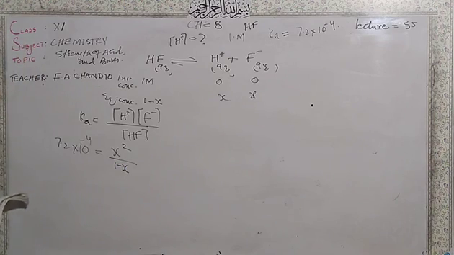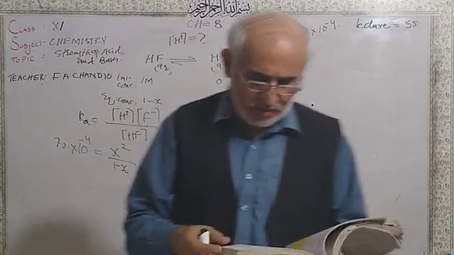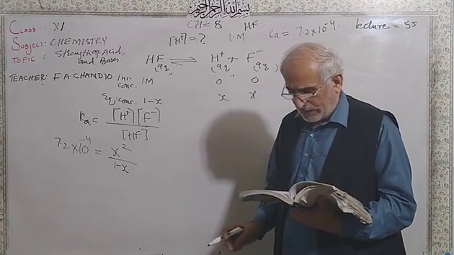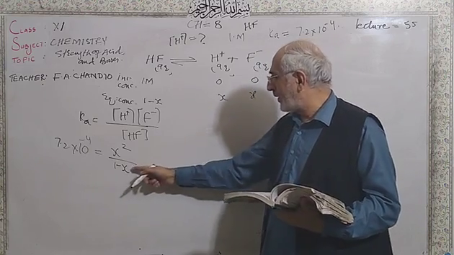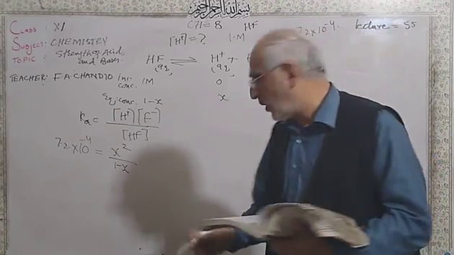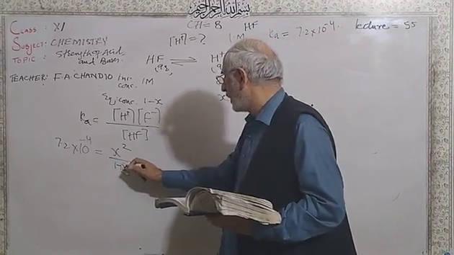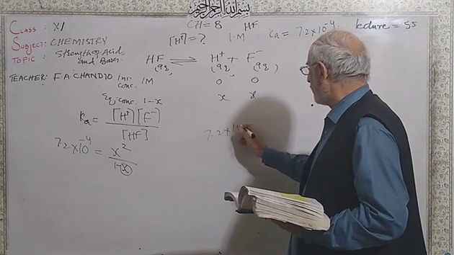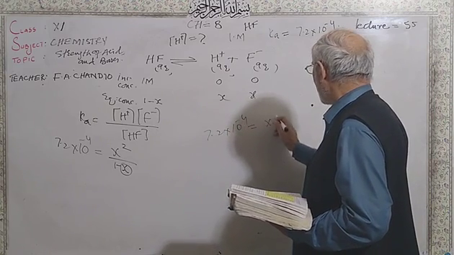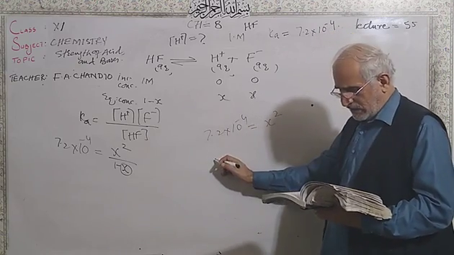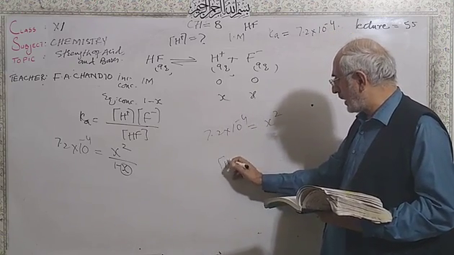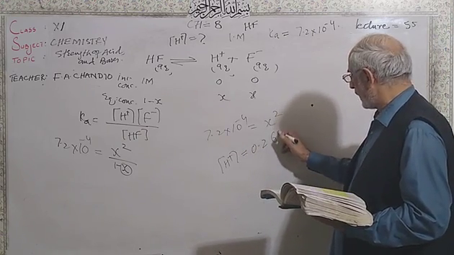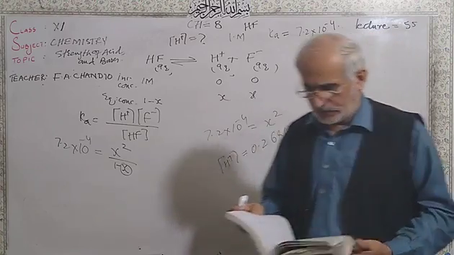There is one thing you have to remember. Since X is very small as compared to 1, the X in the denominator can be approximated, so you don't write it; no need for writing this. That's why 7.2 into 10 raised to power minus 4 is equal to X squared. Taking the square root of both sides, you will get the hydrogen ion concentration: 0.268, and this is the hydrogen ion concentration.